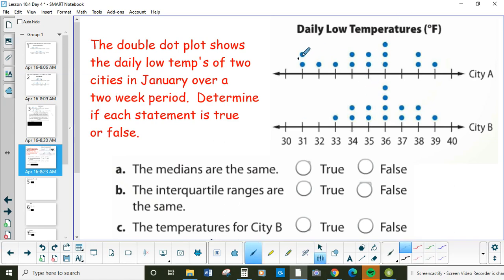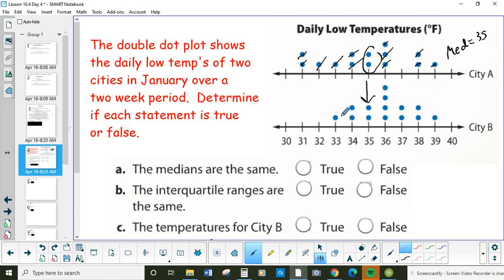So the median, I'm going to count my way in the middle, right? Here, here. And if it was a box and whisker or a double box plot, it would be pretty quick to see, right? And these two are in the middle. The average of those two has to be, they're the same number. So the average has to be 35. Okay. So city A has a median of 35. So let's check the median for city B.